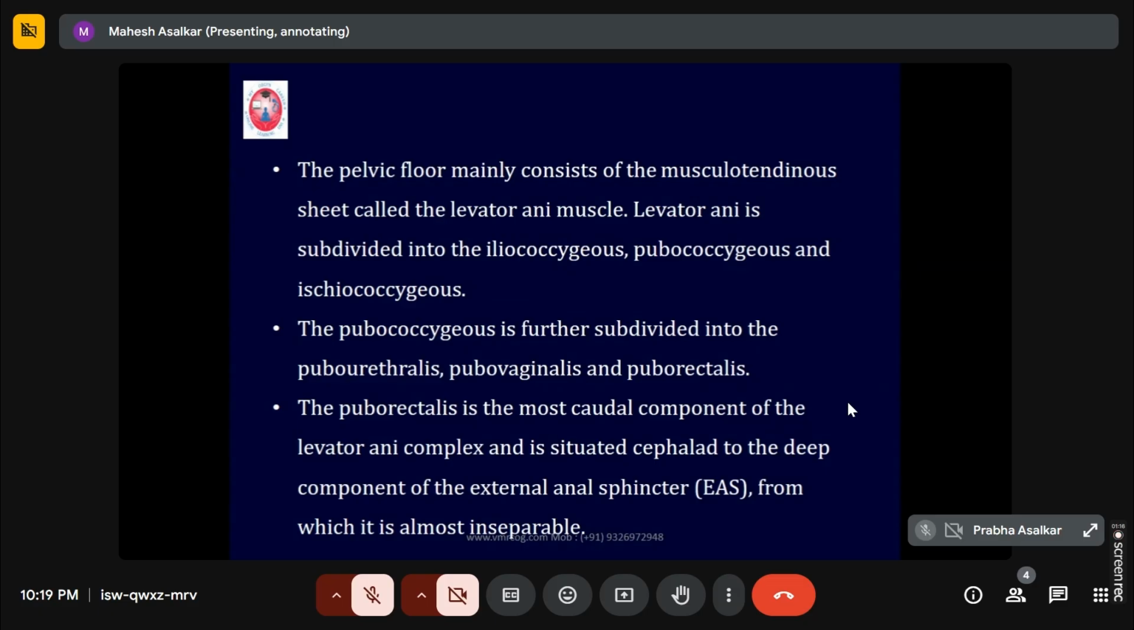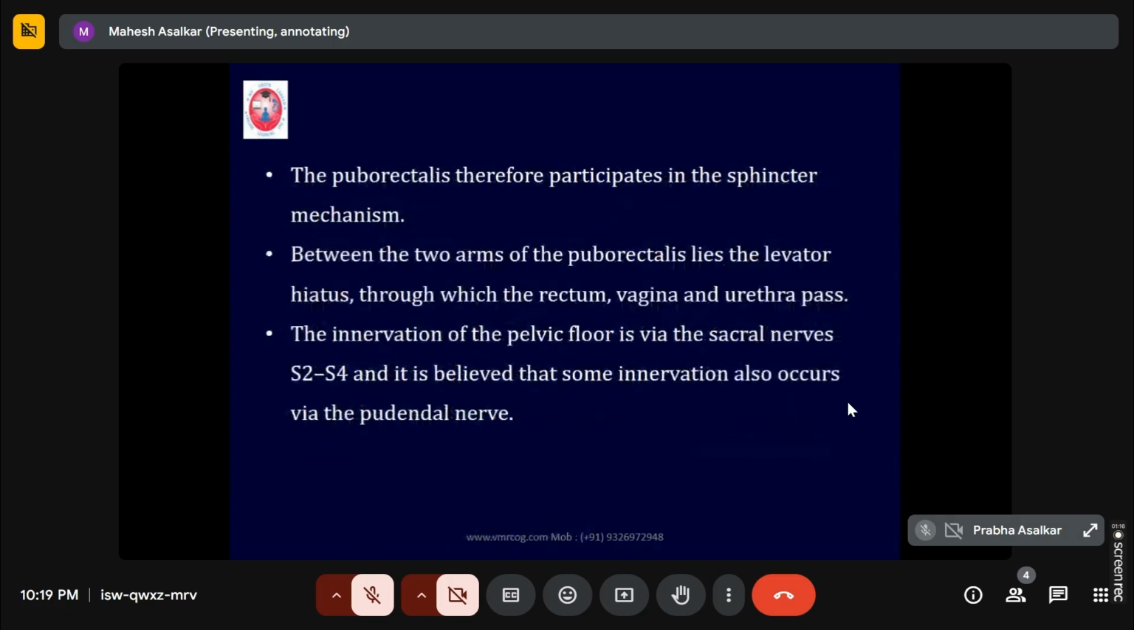So it is the puborectalis that is the most caudal component of the levator ani complex, and it is situated cephalad to the deep component of the external anal sphincter, from which you cannot separate it. The puborectalis therefore participates in the sphincter mechanism. Between the two arms of the puborectalis lies the levator hiatus, through which the rectum, vagina, and urethra pass. The innervation of the pelvic floor is via the sacral nerves S2 to S4, and it is believed that some innervation also occurs via the pudendal nerve.